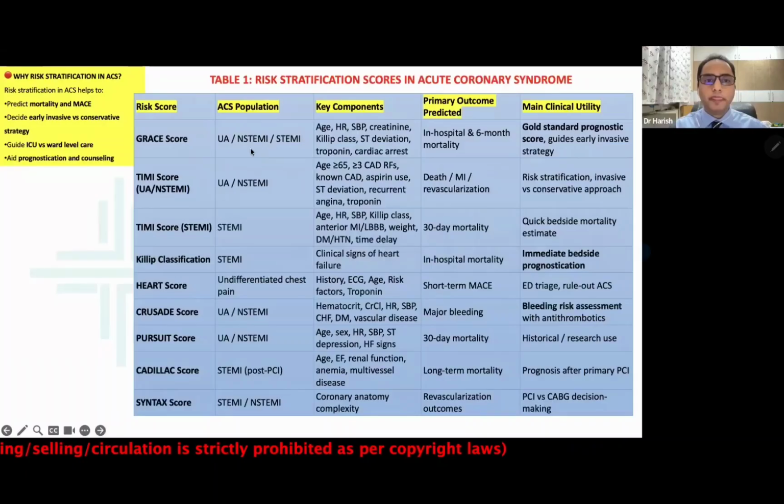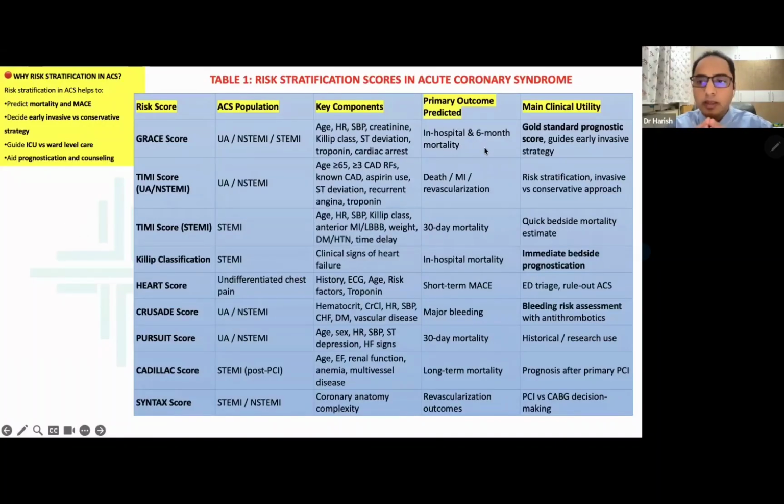The GRACE score can be used in unstable angina, NSTEMI or STEMI. It includes age, heart rate, SBP, creatinine, Killip class, ST deviation, troponin and cardiac arrest. It tells about in-hospital and 6-month mortality. It is the gold standard prognostic score and guides early invasive strategy.